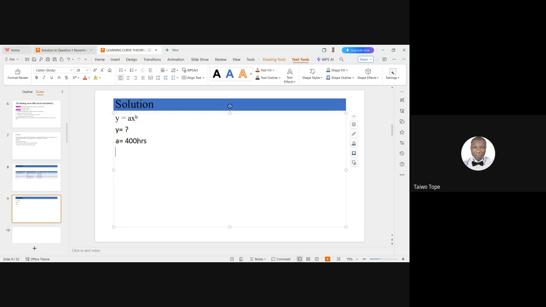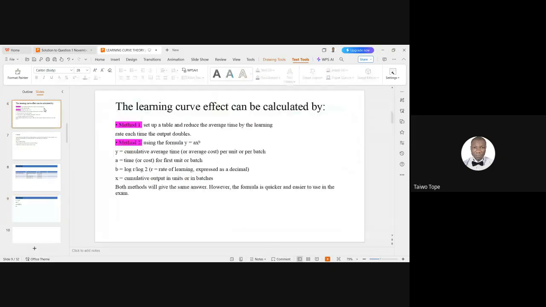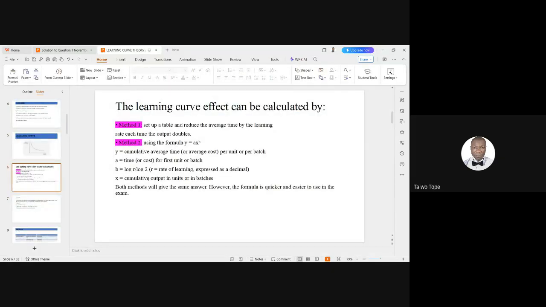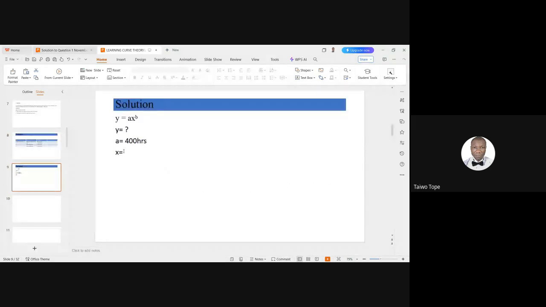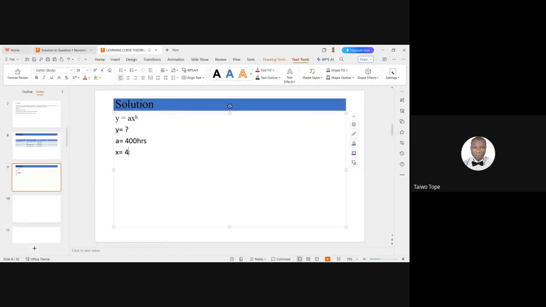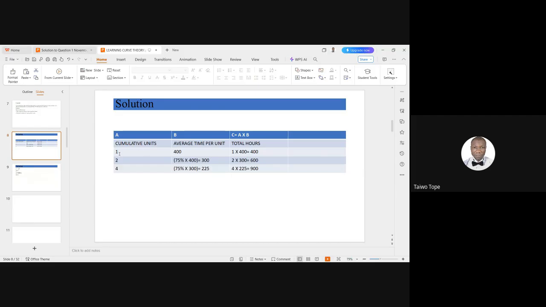Now, what is X? Cumulative output in units or in batches? So based on what we are considering, we are looking at the fourth unit, right? We're looking at the fourth unit. So what is the cumulative output at that point? It is 4.